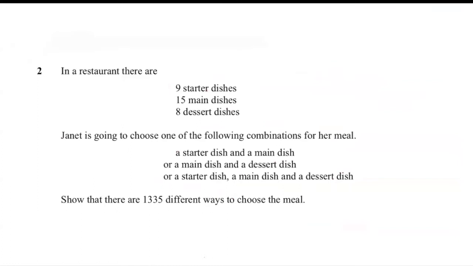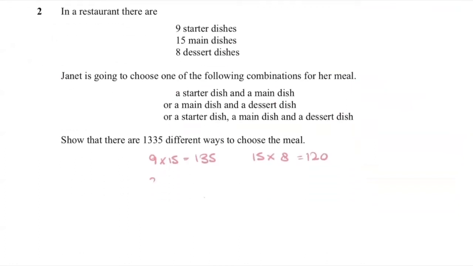Okay, this next question is the product rule for counting. Product means times. We're going to multiply to find all of our combinations. So we've got our 9 times 15 for the first situation, 15 times 8, and then for all 3, 9 times 15 times 8. And those 3 together create all the different ways to choose the meal.